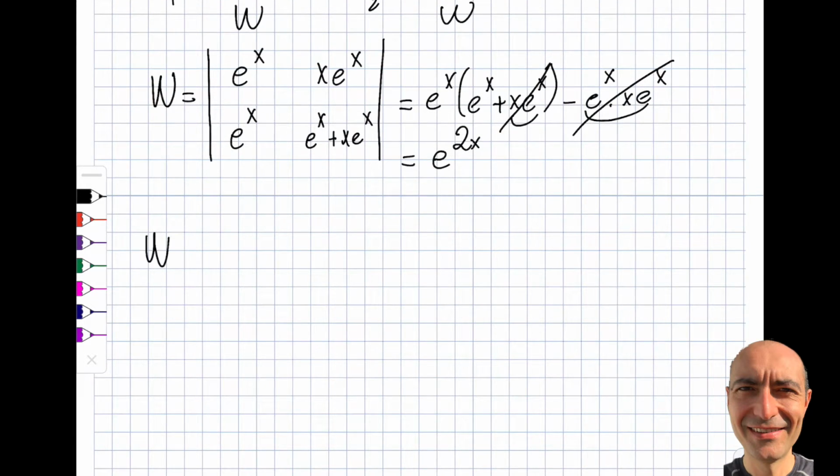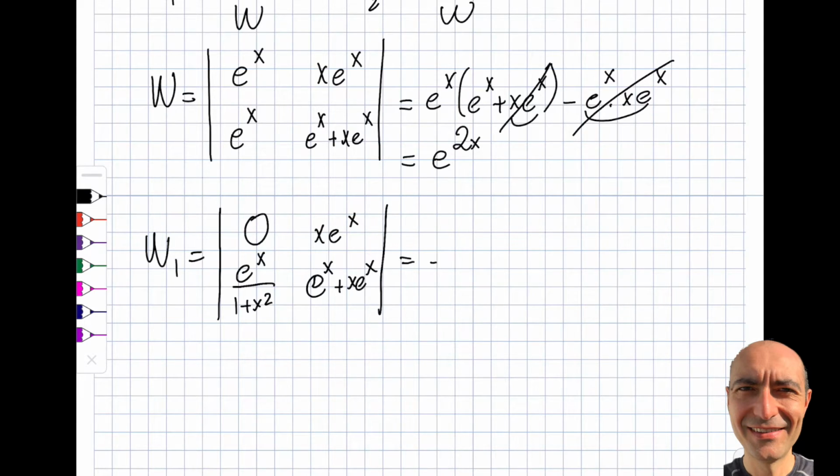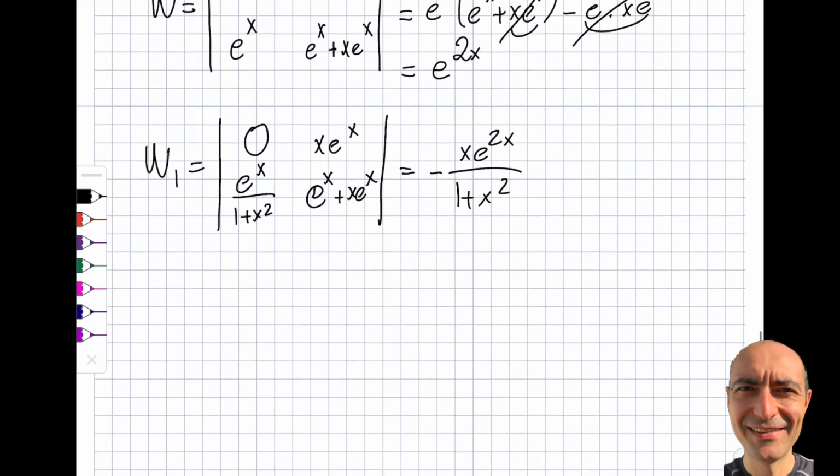Let's go to w1. Remember, we were replacing with 0 and f of x, which was e to the x by 1 plus x squared, and y2 is basically, I go here and copy this, x e to the x, e to the x plus x e to the x, and you can see it in here. I will get myself minus x e to the 2x by 1 plus x squared. Not very nice, but we'll work with it.